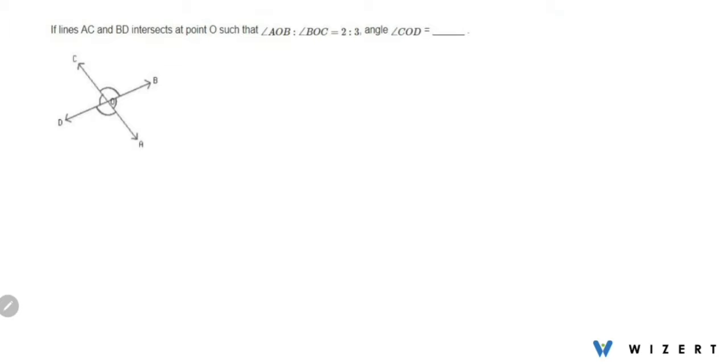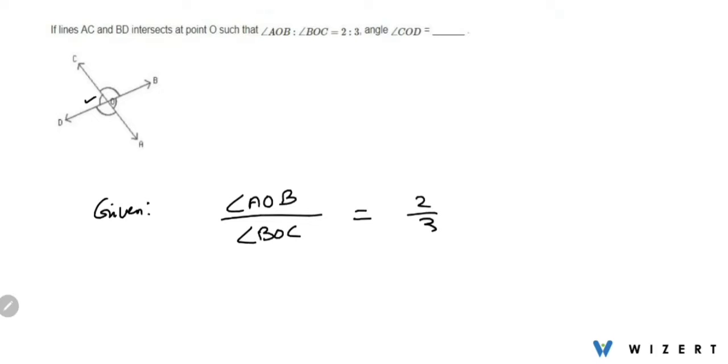If lines AC and BD intersect at point O such that the ratio of angle AOB to angle BOC is equal to 2 by 3, we have to find angle COD. This angle we have to find out. So it is given that angle AOB by angle BOC is equal to 2 by 3. Let's say this is our first equation.